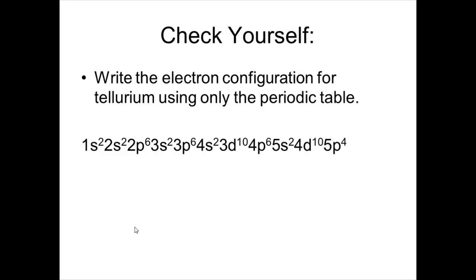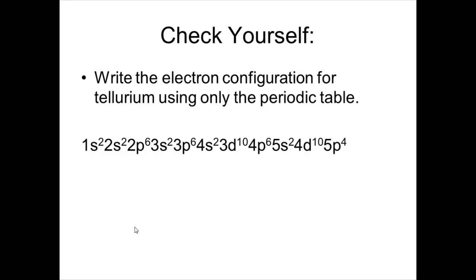Next comes the P block again. You're in the fourth row, so you write 4P. There are 6 elements there, 4p6. Then you wrap back around to the beginning of the table, 5s. The fifth row, the S block, there are 2 elements there, so you write 5s2. Then you're at a D block again. There are 10 elements there, but it's not the 5D. You subtract 1, it's a 4D. And then you write 5p, you're in the fifth row, the P block, and tellurium is the 4th element across.